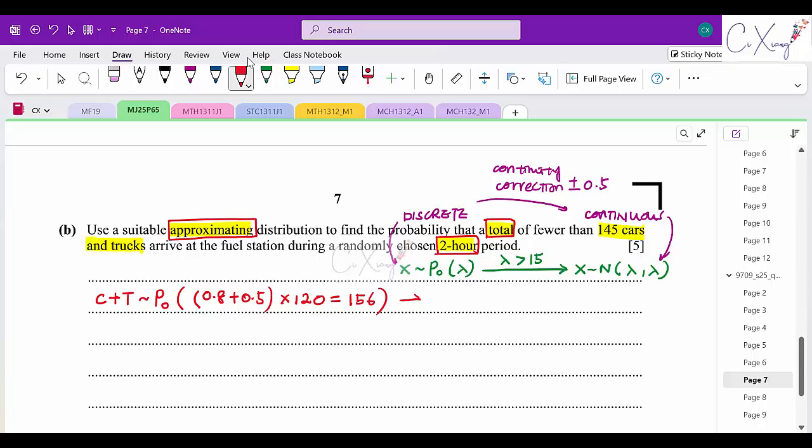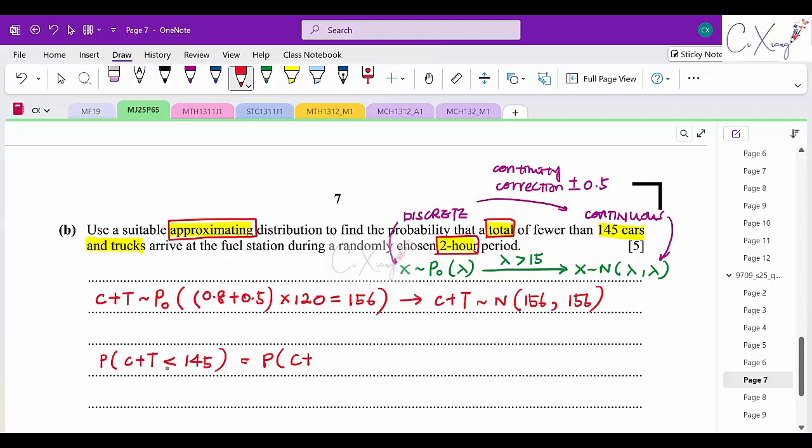I want to change it to a normal distribution. Oh, I shouldn't write X here. I should write C plus T. It is normally distributed. Mean is 156. Variance is also 156. And what's the probability that we want to find? They say the total. Total means C plus T. Fewer means less than. It does not include the value 145. Fewer, okay, that means 145 is not included. Therefore, you write the symbol with no equal sign. Right. Okay, this is Poisson distributed.